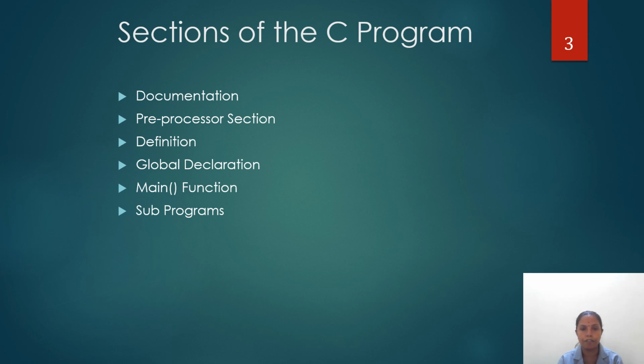After the introduction, we see the basic structure of the C programming language. There are 6 sections available in a C program. They are the documentation section, pre-processor section, definition section, global declaration section, main function, and subprogram. First, we see the documentation section. It contains the name of the author, the program, and the layout of the program. It is a non-executable part. It contains the comment lines only.